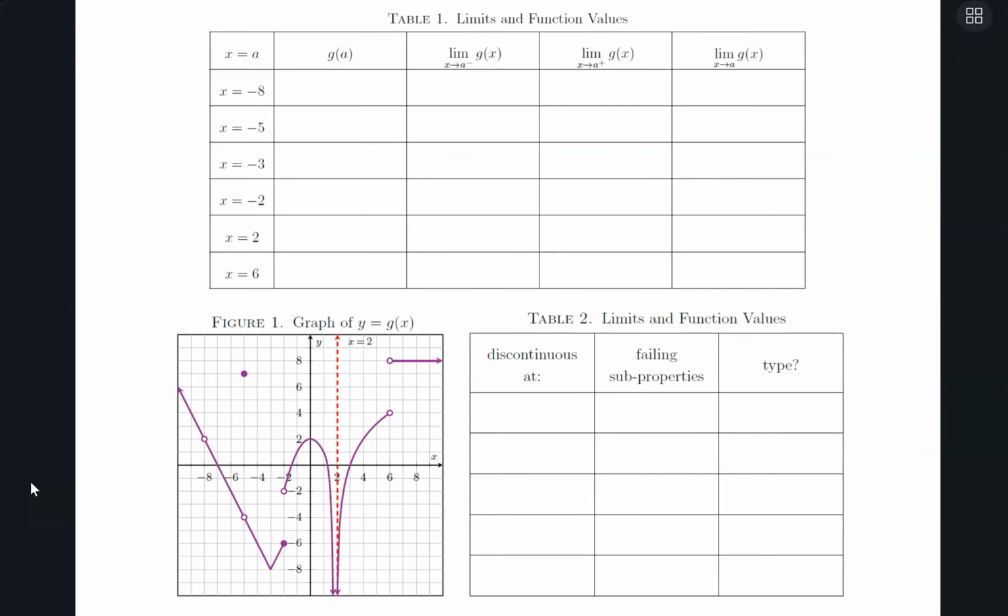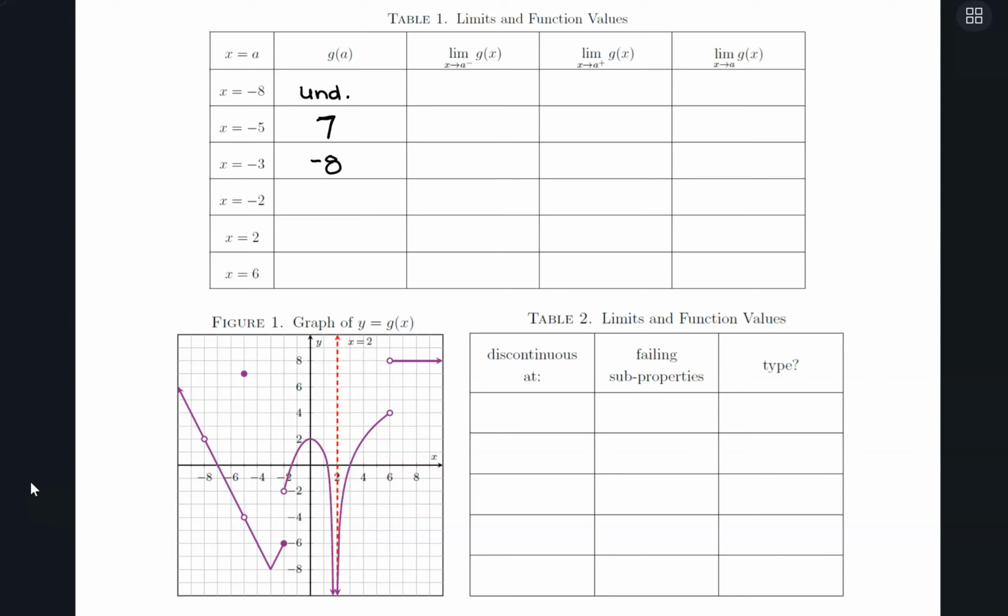Okay, so function outputs, I'm looking for y-coordinates. So x equals -8, we have a hole in the graph, and then we're not defined anywhere else. So this is just going to be undefined. At x equals -5, we have a hole in the graph, but we have a coordinate defined elsewhere up at x equals 7. So that's going to be an output of 7. At x equals -3, we have a function output at that corner there, which is -8.